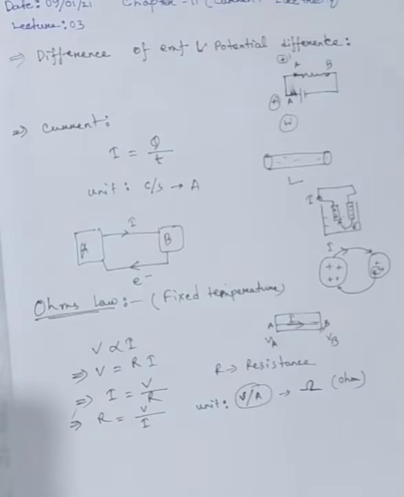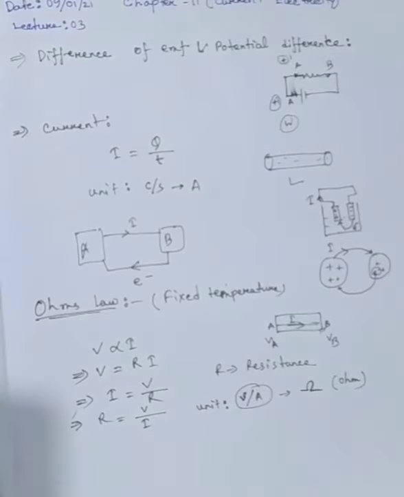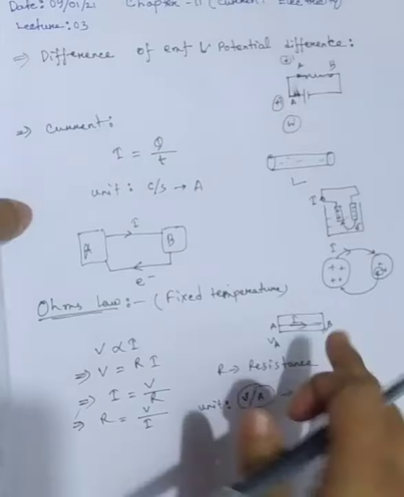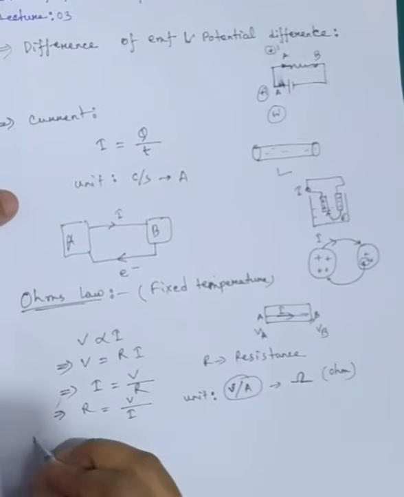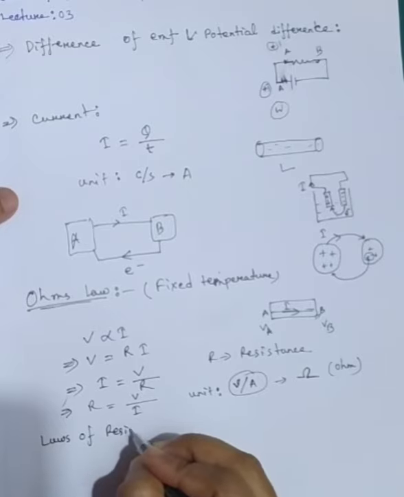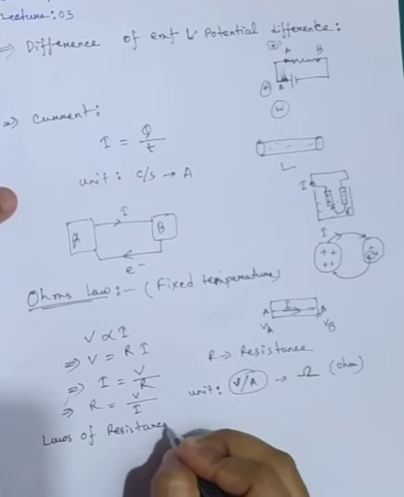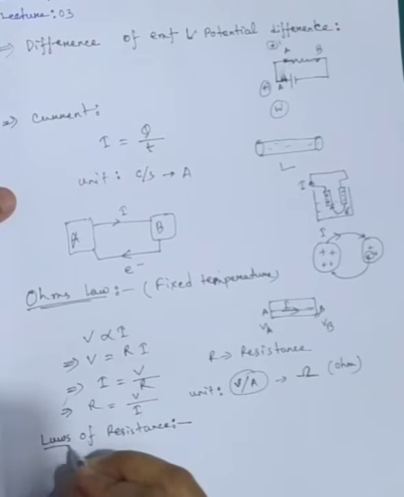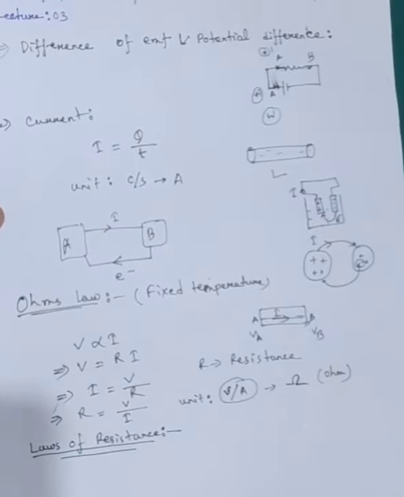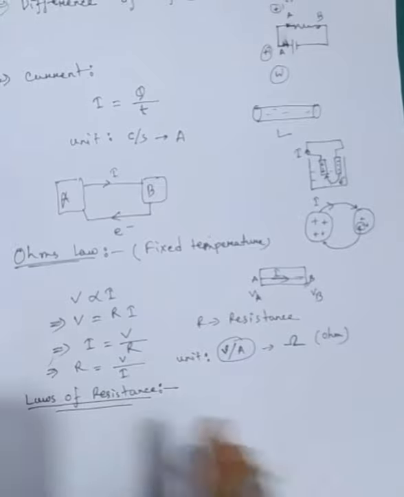Okay, so we have known about the resistance, and then in determining resistance, there are some points, or there are some laws related to resistance. Then, some laws of resistance. That means on what point, on what criteria, কি বিষয়ের উপর resistance depend করে. These are the laws of resistance.